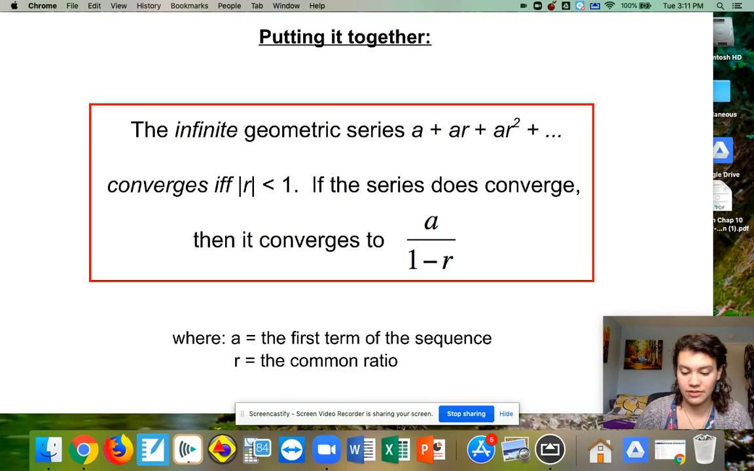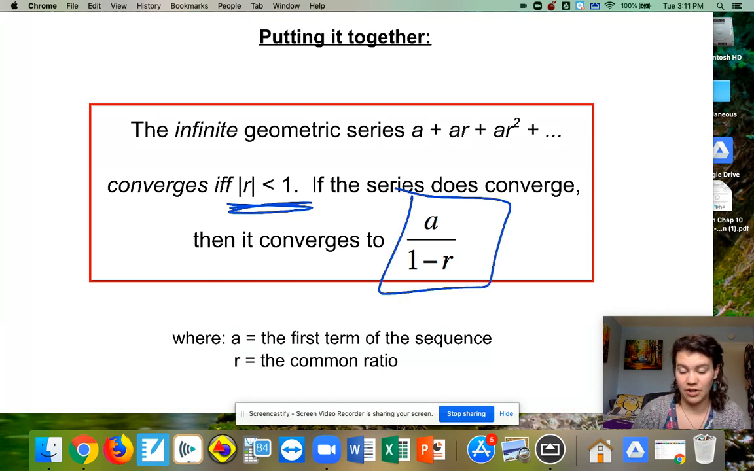So here it is all together. If you have an infinite geometric series that just keeps going on forever and ever, it converges if the common ratio is a fraction. If it does converge, this is the formula to figure out what it sums to.